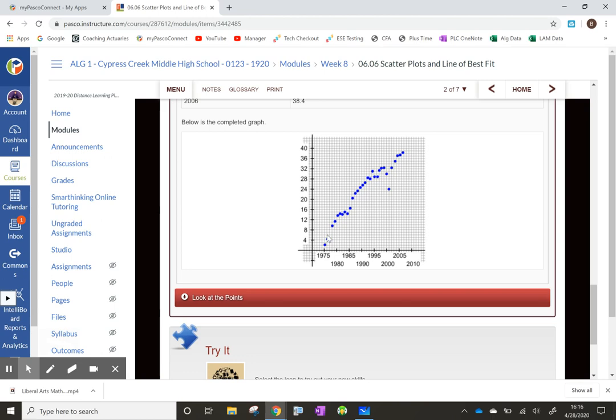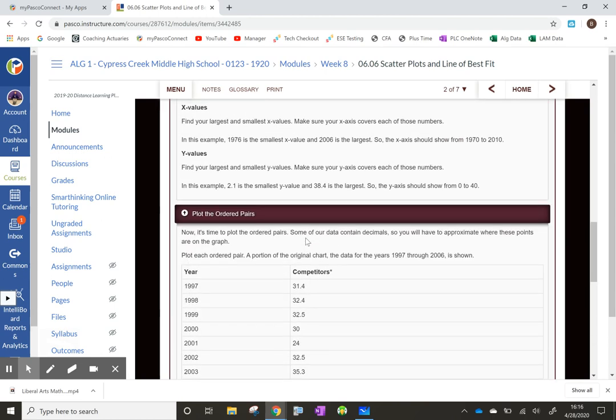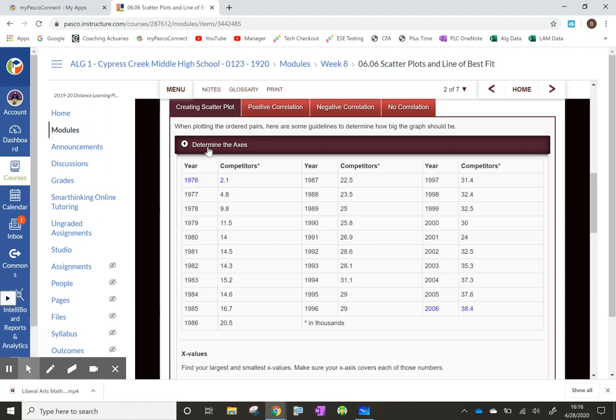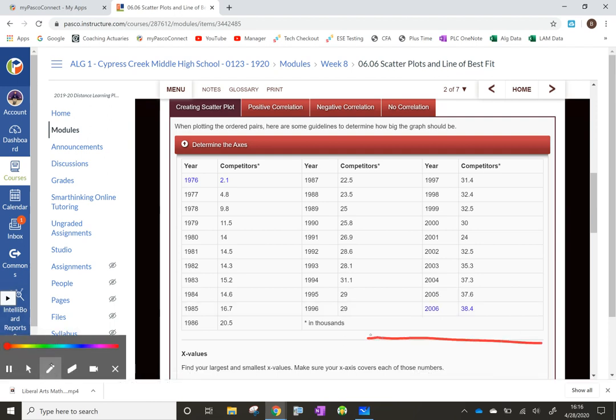Now, so you can see there's the graph there. Before you make a graph, what's important is if you do make a graph from scratch by hand, you want to make sure that the axis is good, right? So you determine the axis. So notice the x-axis, which is going to be year. The lowest is 1976, and it goes up to 2006. So what makes sense is if we had a graph, our x-axis going from maybe 1970 all the way up to 2010. That way we can be sure that all these data points will fit in there, right?